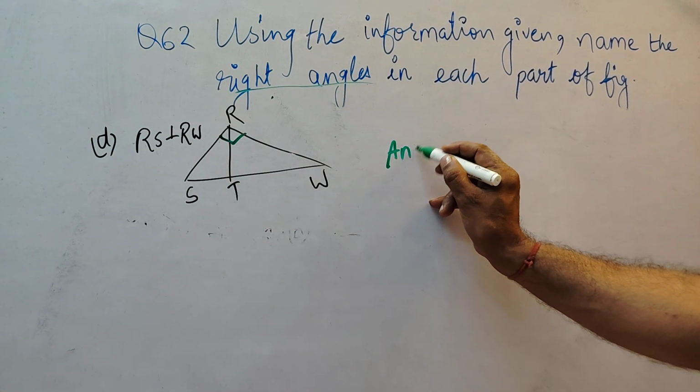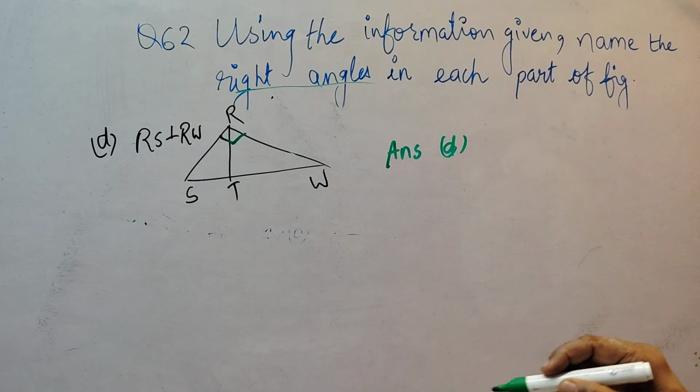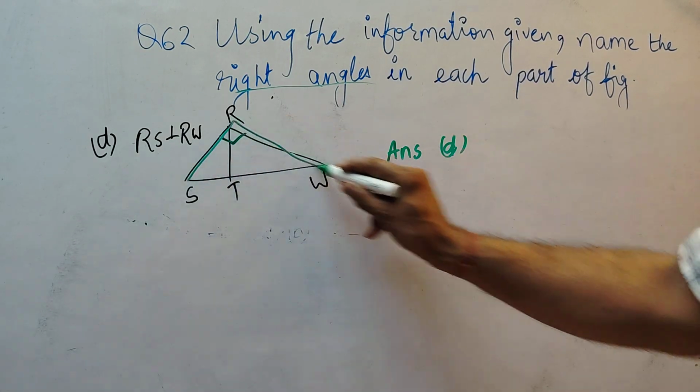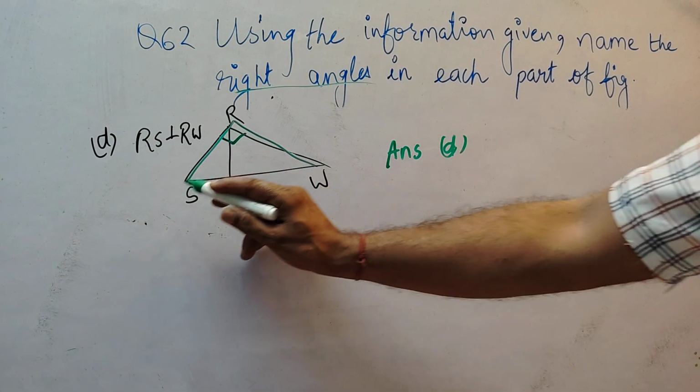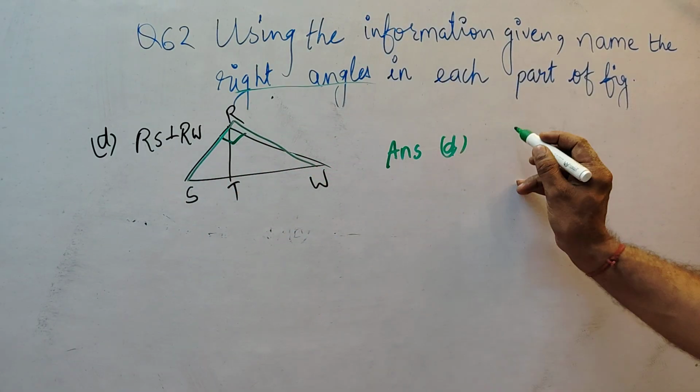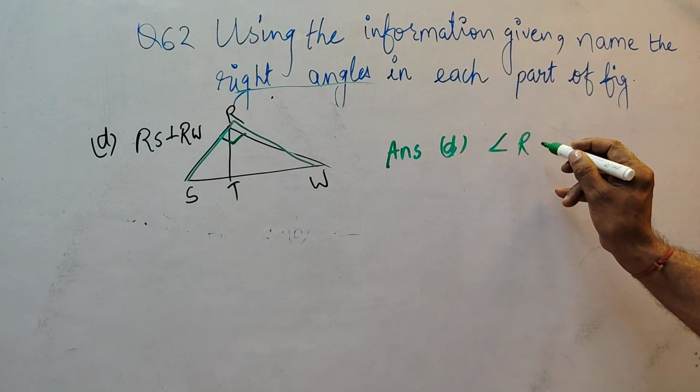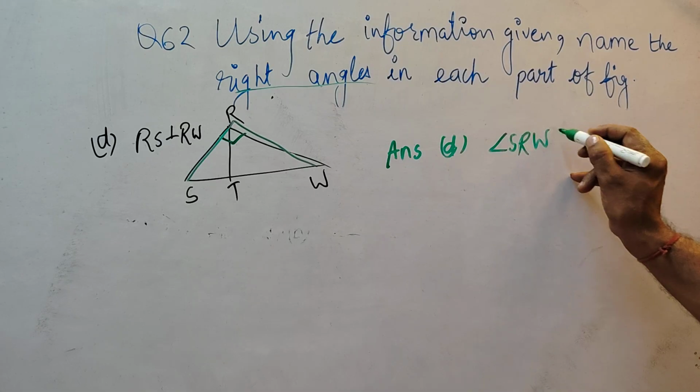So what is the answer of this D part? This is the right angle. Start from S, then R, then W. So angle SRW is the right angle.